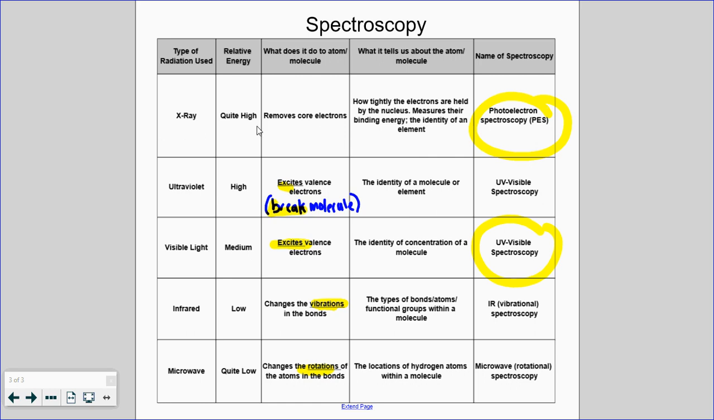And then X-rays, same idea as ultraviolet. They break things, but they are even higher energy. So they remove core electrons. So they can affect even just elements. So not only do they break bonds, but they also start affecting core electrons. And that's that whole PES stuff from last unit, the photoelectron spectroscopy. So that whole ionization of an element to figure out what its first, second ionization energies are. That's X-ray light. So that's kind of a breakdown for everything.